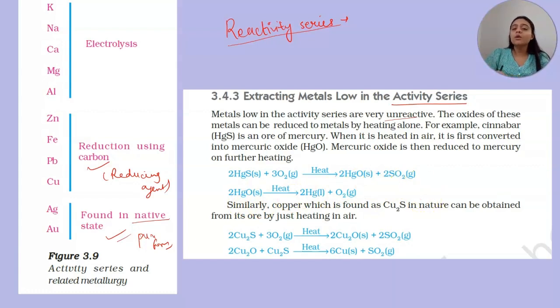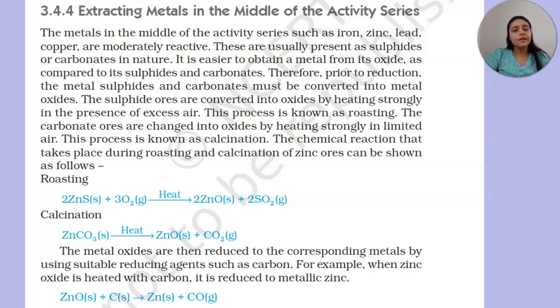Now, why is this burning required? Because we need to change the metal sulfides and metal carbonates into metal oxides, because metal oxides are easier to work with. When we talk about the extraction of metals, we have already learned about the extraction of metals at the lower part of the activity series. Now we will see the extraction of metals in the middle, which are reduced by reducing agents. As I have already told you, every metal sulfide and metal carbonate needs to be converted to oxide, because it is much easier to extract the metal from the metal oxides.